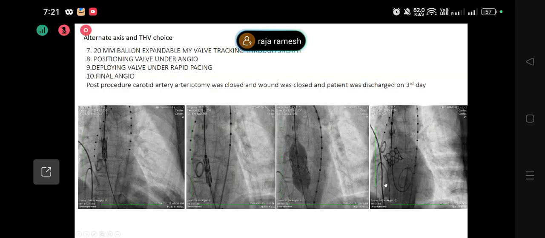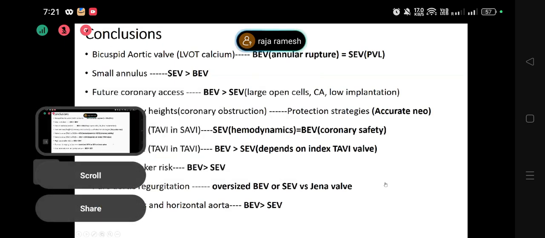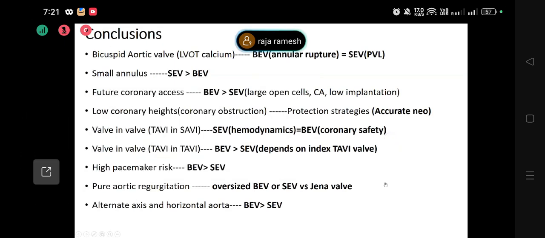So coming to the conclusions, whenever you have to choose a valve for TAVI, it depends upon the anatomy. If the patient has a bicuspid valve or LVOT calcium, if you choose a self-expandable valve, there is a high risk of paravalvular leak. If you choose a balloon expandable valve, there is a risk of annular rupture. So weigh between the annular rupture and the paravalvular leak and choose whether to use a balloon expandable valve or self-expandable valve.